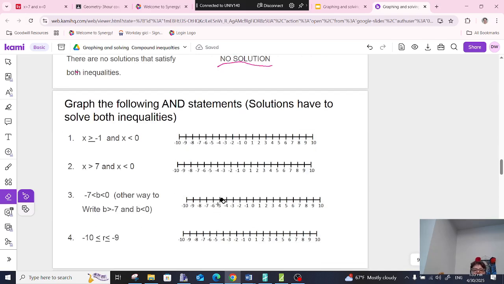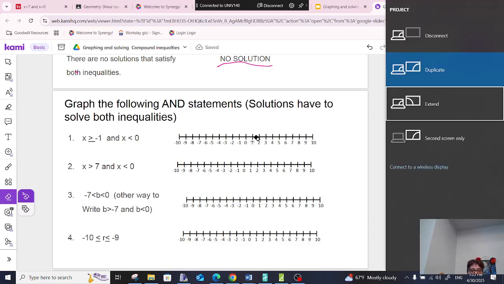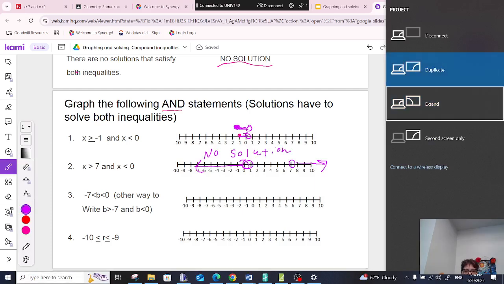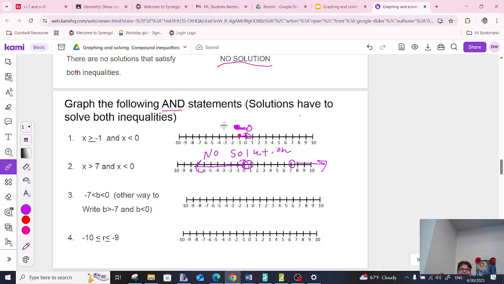Graph the following and statements. Remember, you want to see the overlaps. You may be erasing. If you need an eraser, I have some pencil top erasers. So make sure you don't do these in pen. This would not be a good one to do in pen. You're all clear. So glad you said something. So this first one is the intersection, right? The second one is a no solution because they did not have an intersection.